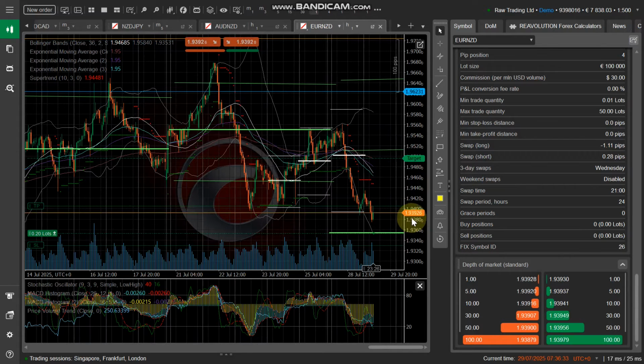I want 1.939. So many people have the same thought that the liquidity must be here. Let's take a test on this. Okay, this is where my taking profit.